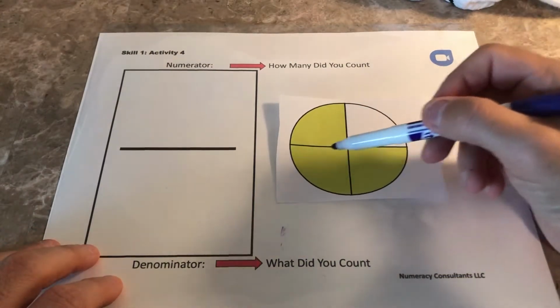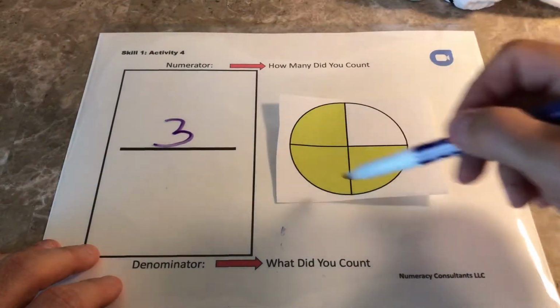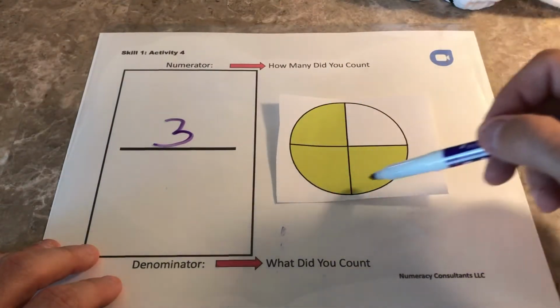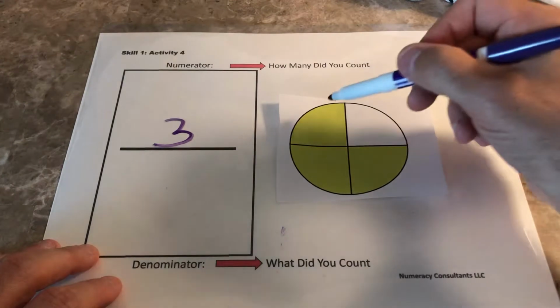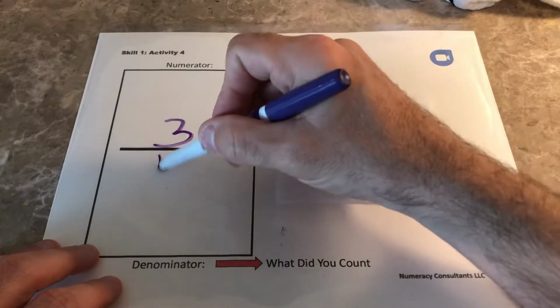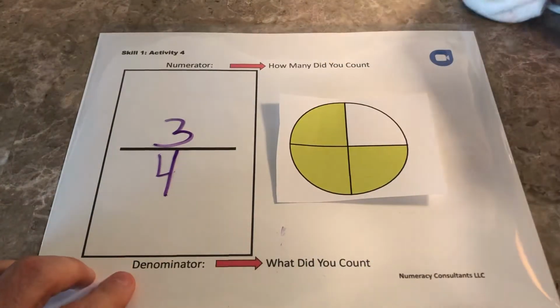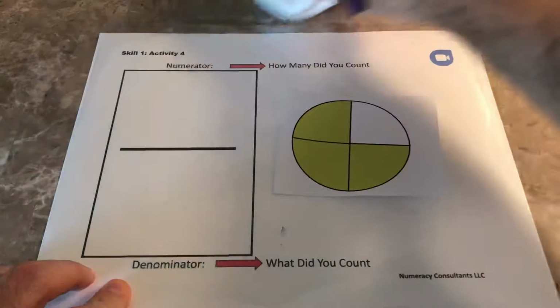So let's count how many do we have? Well, we have 1, 2, 3. We counted 3, right? But remember now, when you're talking about a whole, all the parts work together, right? So what did we count? Each one of those pieces is, well, there's 1, 2, 3, 4, so it's 3/4, okay? And again, your numerator, how many did you count? And your denominator is what did you count, okay?